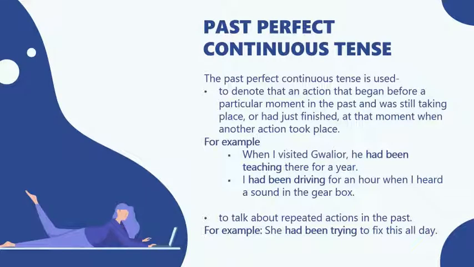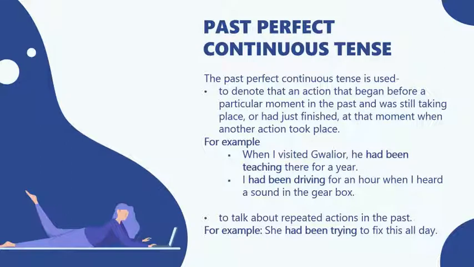Now let's see the last form, past perfect continuous tense. The past perfect continuous tense is used to denote that an action that began before a particular moment in the past and was still taking place, or had just finished at that moment when another action took place. For example, when I visited Gwalior, he had been teaching there for a year.